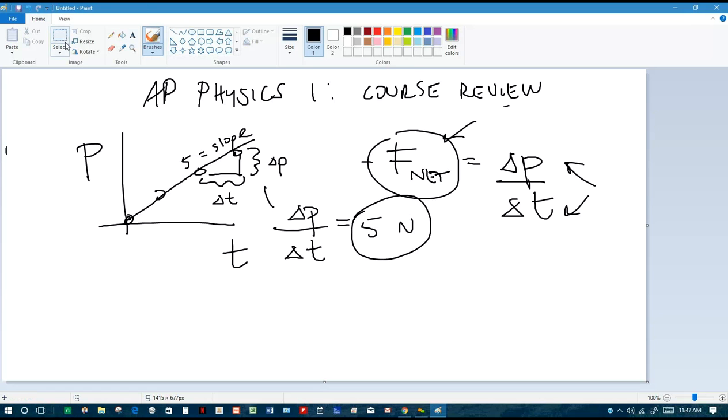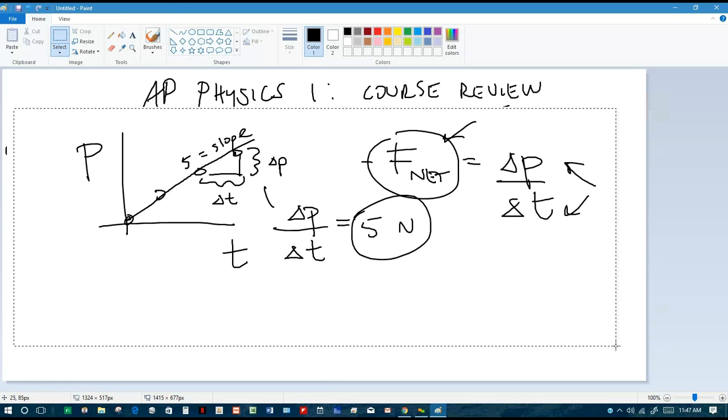That, more or less, is a quick review of momentum. I think I'm trying to just puzzle on if there's any last things I want to comment on. Nope, I think that's it.